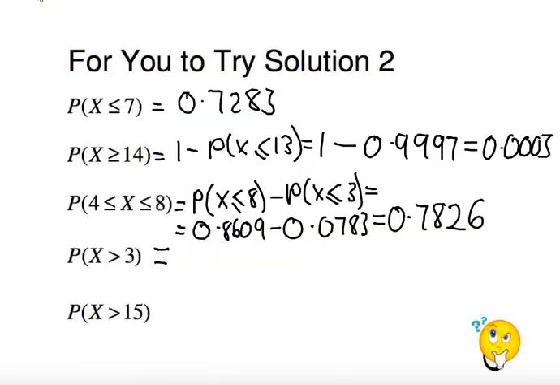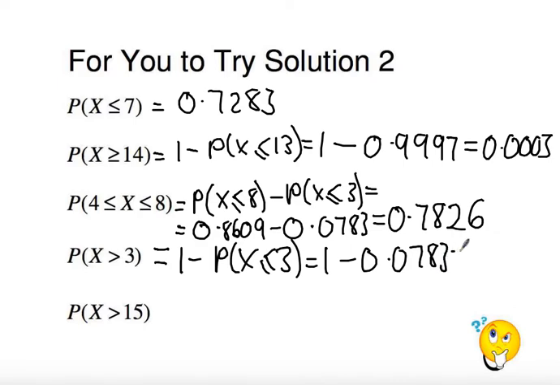So let's note down our technique for this, our method. 1 minus probability x less than or equal to 3. Let's take a reading from the graph. I've already got this done, so I don't need to go back to my graph. I've got 1 minus 0.0783. So 1 minus 0.0783 gives me an answer of 0.9217.